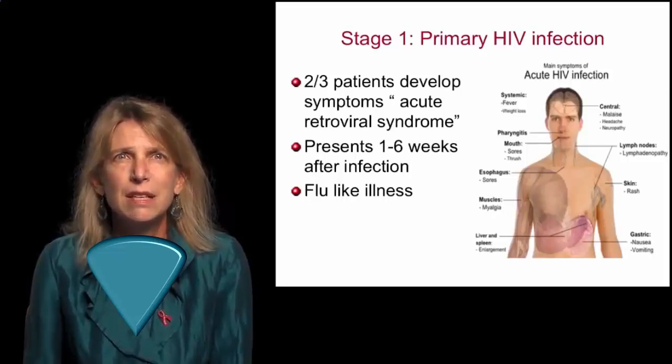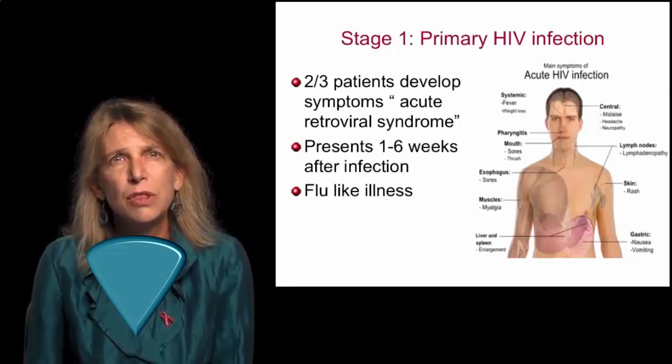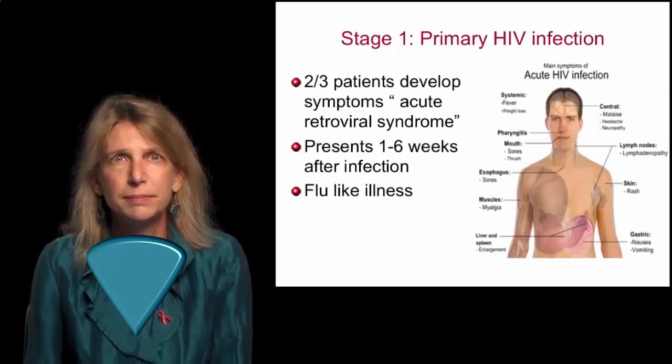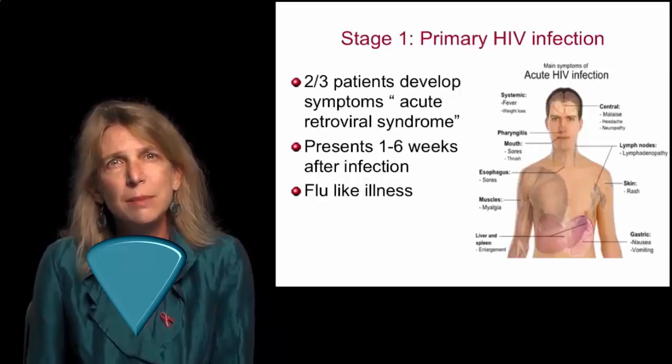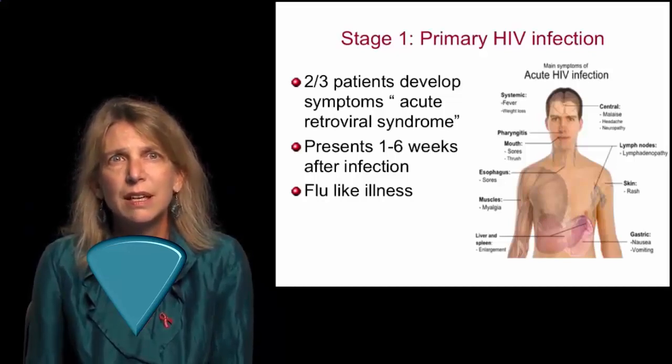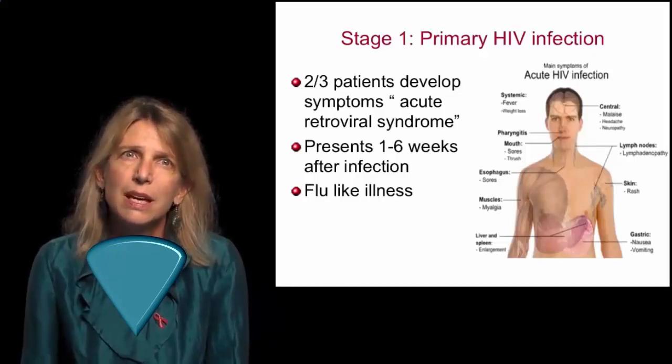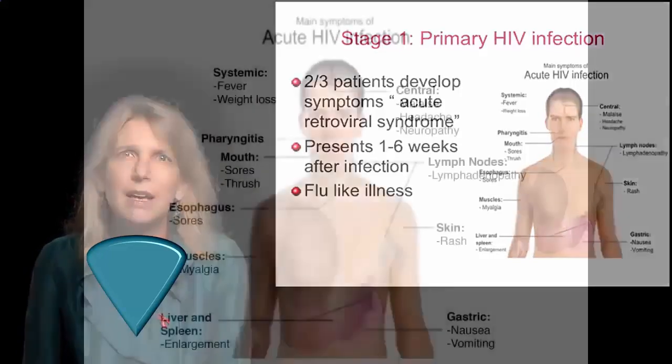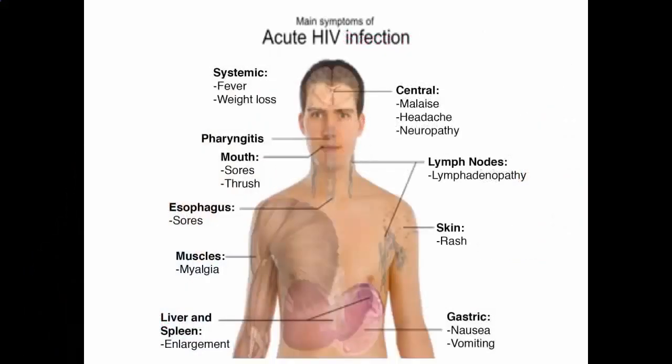After infection is established with HIV, 2/3 of the patients develop symptoms called the acute retroviral syndrome. These typically present 1 to 6 weeks after infection, and overall are characterized as a flu-like illness. They can affect all parts of the body. They can produce systemic symptoms, such as fever and weight loss. They can affect the central nervous system, causing difficulty in concentration and an aseptic meningitis.